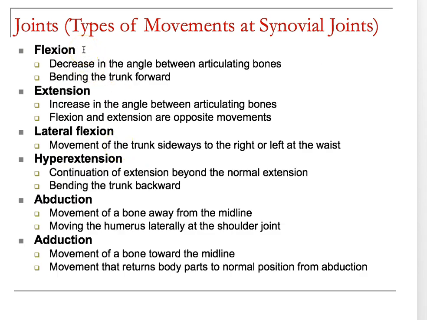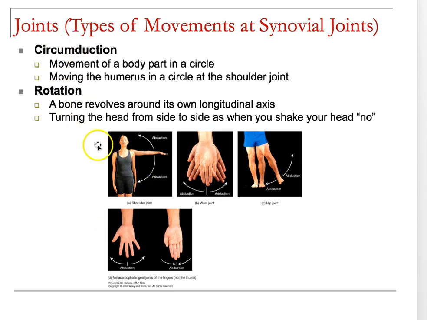And the types of movements are flexion, extension, lateral flexion, hyperextension, abduction, and adduction. And these are ultimately for those joints that can support it. At a synovial joint, say circumduction, you can actually create a circle or rotation. Think about how things move inside your wrist.